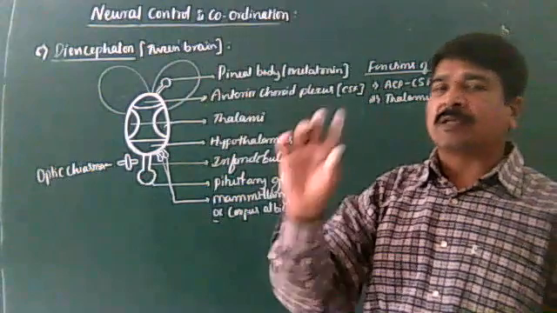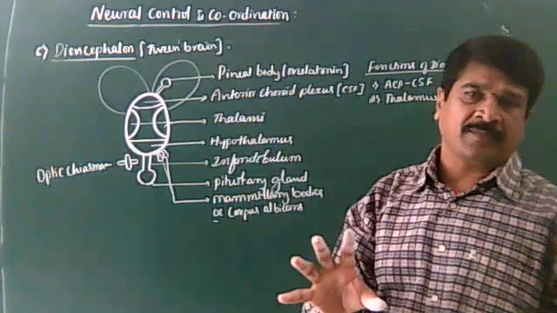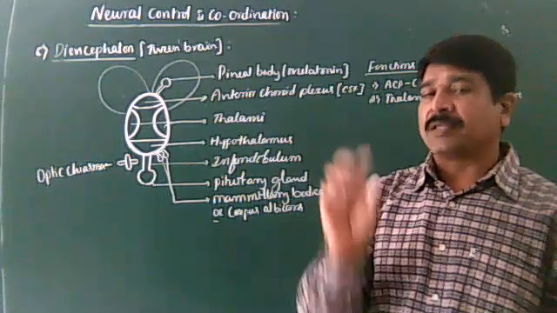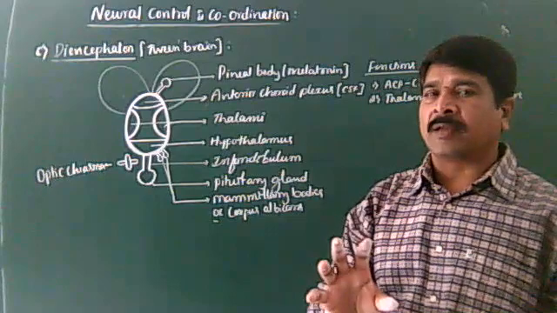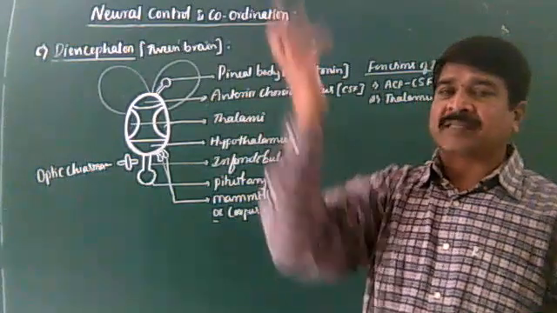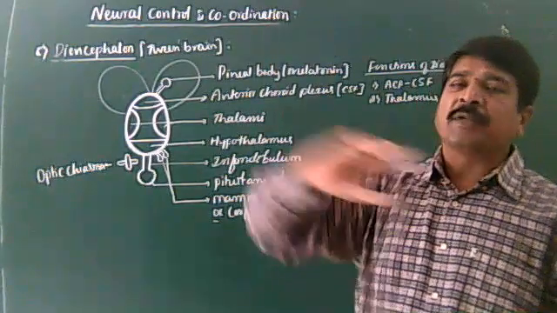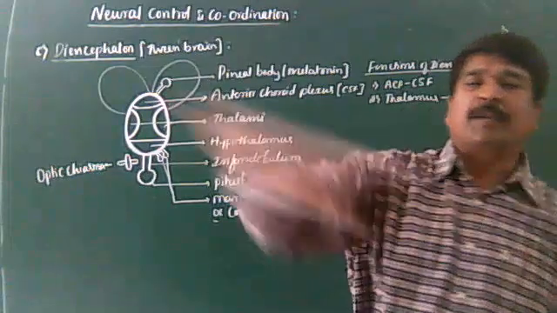Here the TVs at home are nothing but areas. Got it? What I am telling you. That is why it acts as a relay center and sends impulses to the different areas in the cerebral cortex.